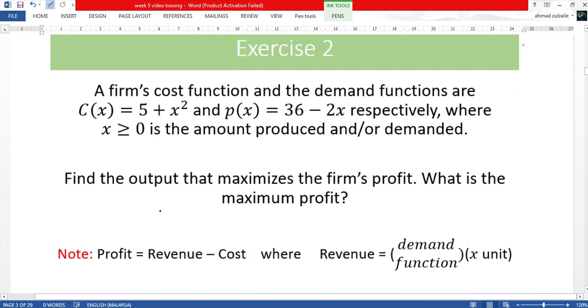Question number 2. Moving on, straight away to the next question. A firm's cost function and the demand function are C(x) equals 5 plus x squared and P(x) equals 36 minus 2x respectively, where x greater than or equal to 0 is the amount produced and demanded. Find the output that maximizes the firm's profit. What is the maximum profit? Now I put the formula for the profit and also the revenue.